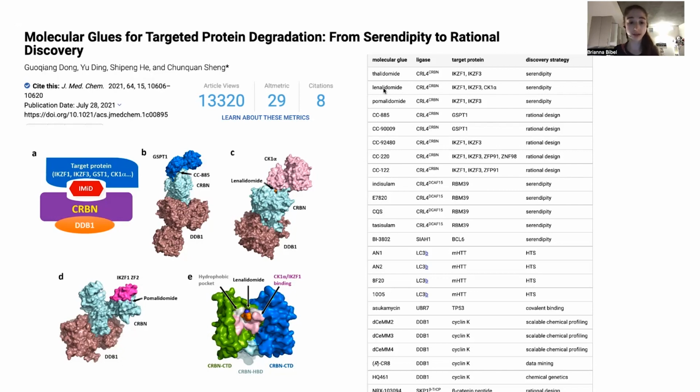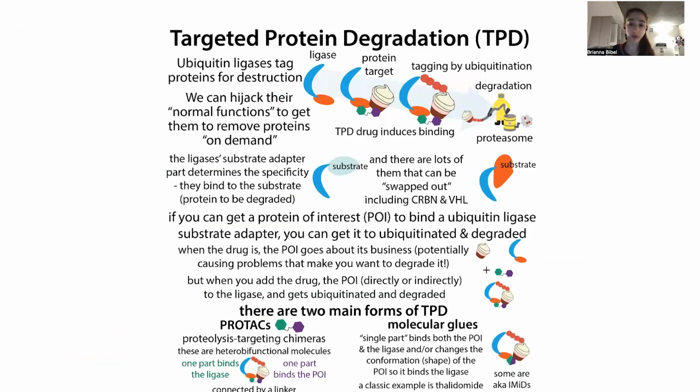You might have heard sometimes of these as IMIDs, immunomodulatory drugs, because some of the targets that they actually target have immune functions, and so these drugs are actually able to help with some conditions. But yeah, don't take them if you're pregnant. And yes, so I'll post a link to that.